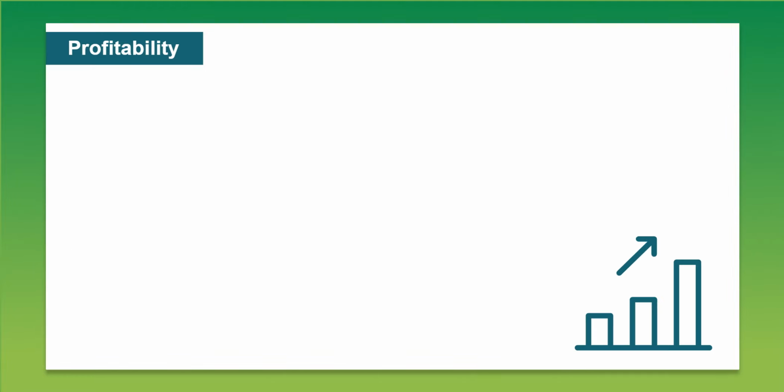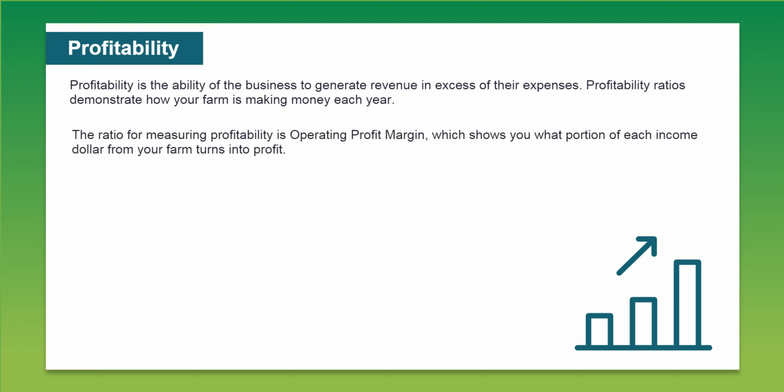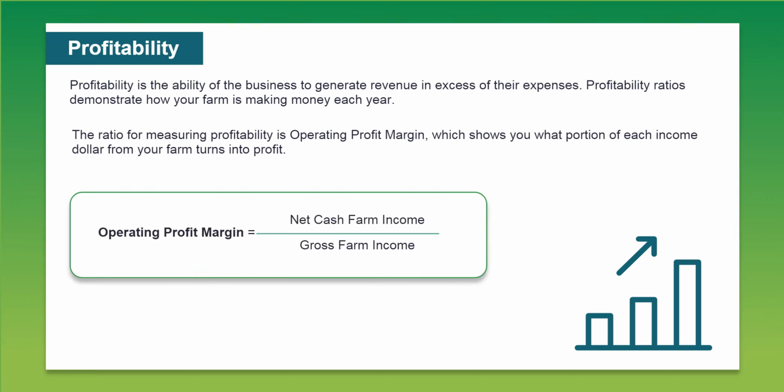The third key ratio measures profitability, which is your business's ability to generate revenue in excess of your expenses. Profitability ratios demonstrate how your farm is making money each year. The ratio for measuring profitability is operating profit margin, which shows you what portion of each income dollar from your farm turns into profit. To calculate this ratio, you will use data from your income statement and divide the net cash farm income by the gross farm income.